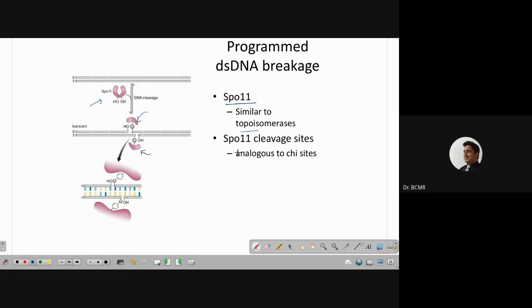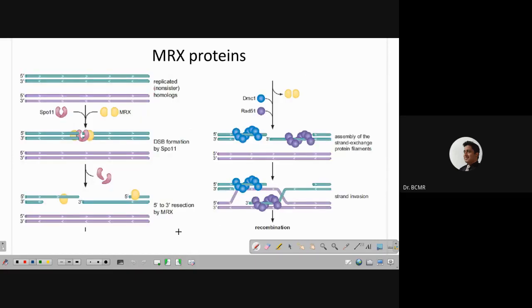Okay, there are some sequence preferences where cleavage happens. Those are called SPO11 cleavage sites. They are similar or analogous to Chi sites we learned in E. coli, RecBCD pathway. So SPO11 is the one making the double strand break. Then those are recognized by MRX proteins, and they are processed. This strand here is processed to generate 3' overhangs.